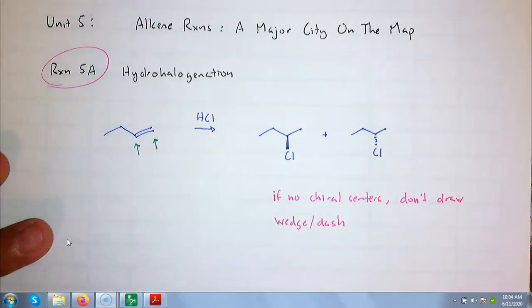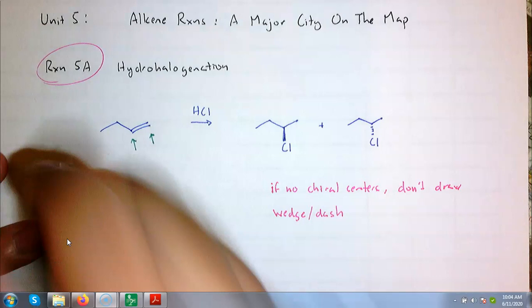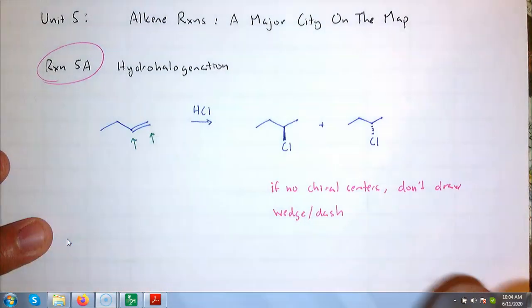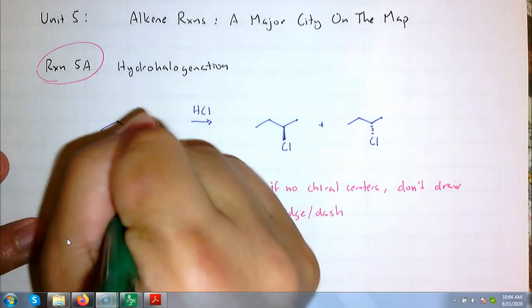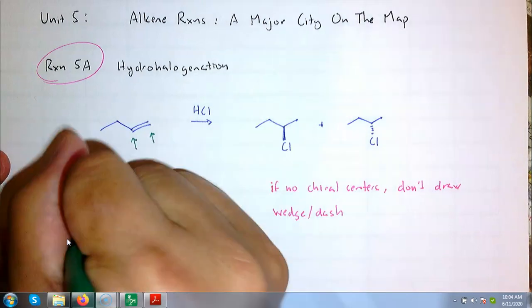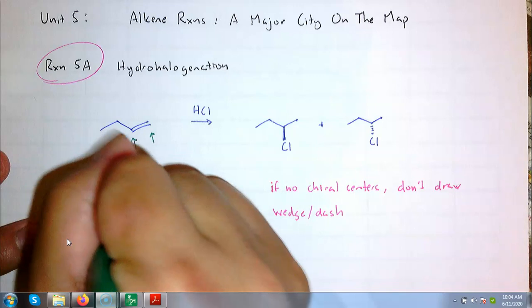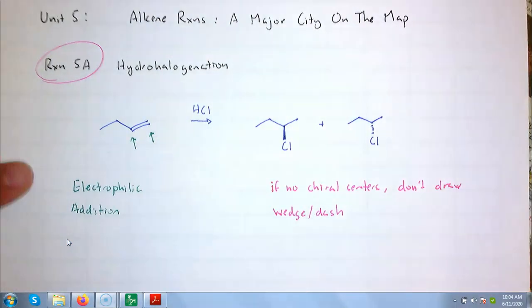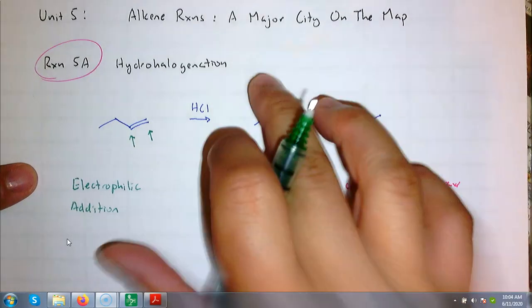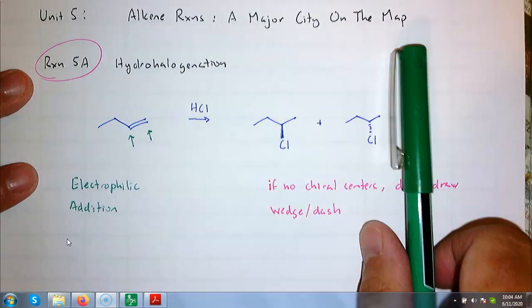Now, this is a type of reaction called an addition reaction, but to be more specific, electrophilic addition. And I did explain what nucleophiles and electrophiles are in that video where I went over hydrohalogenation.